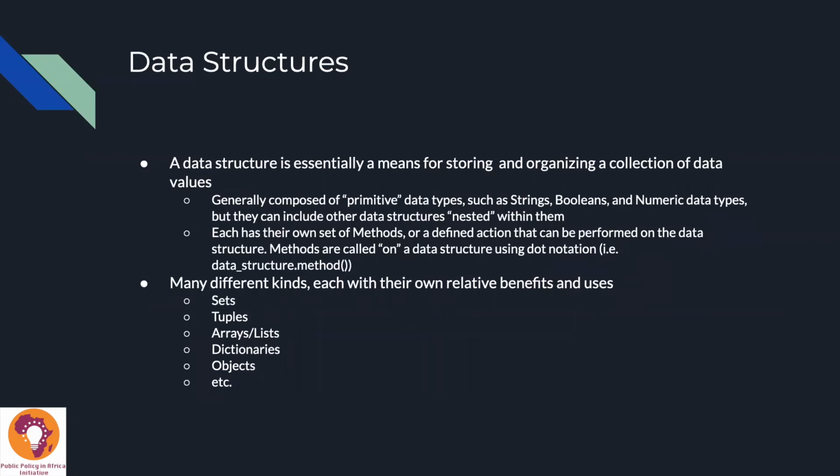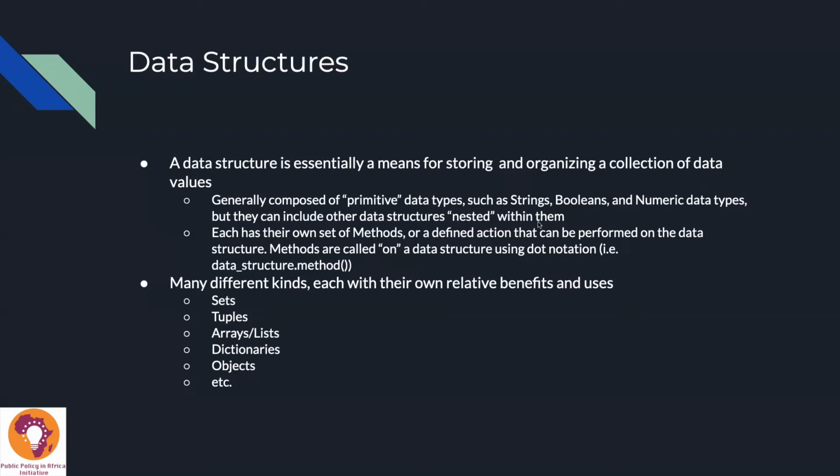So a data structure is essentially a means for storing and organizing a collection of data values. So far we've talked about individual data types and variables. Variables are a way that we can store any type of data. A core data type like a numeric data type or a string data type or a Boolean data type, those are primitive. So data structures are generally composed of primitive data types, such as strings, booleans, numeric data types, but they can include other data structures nested within them.